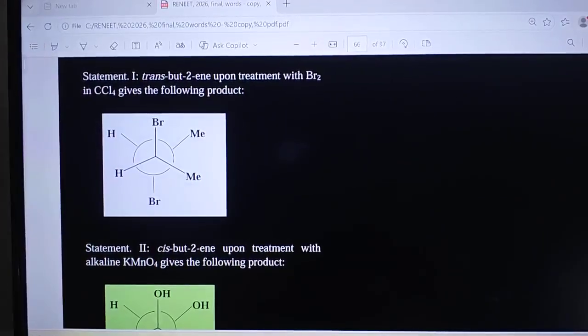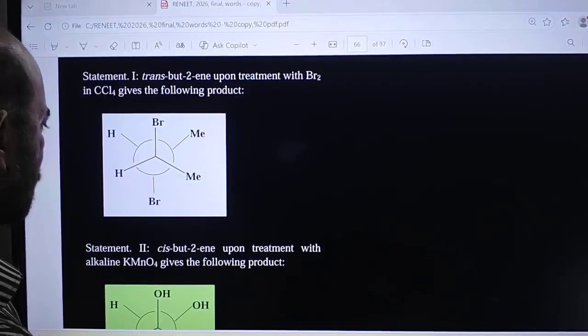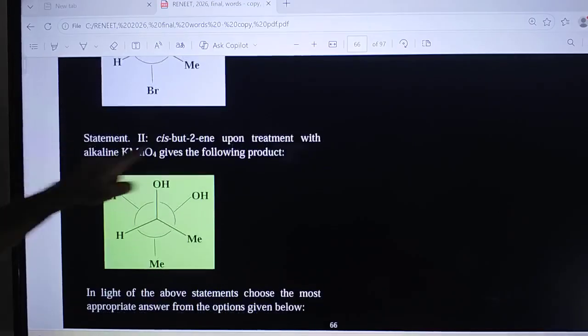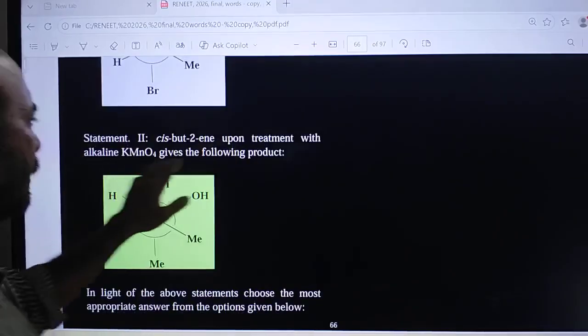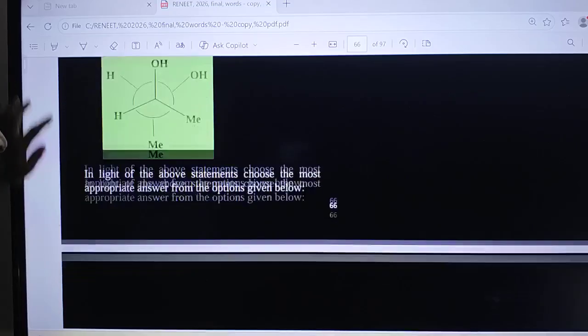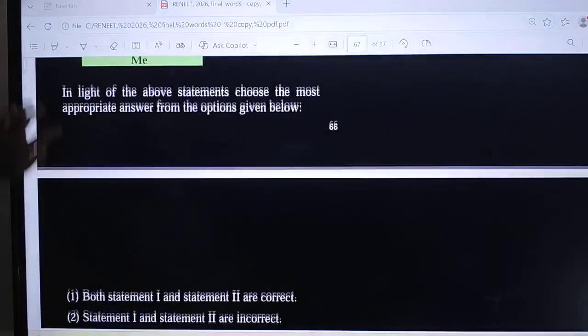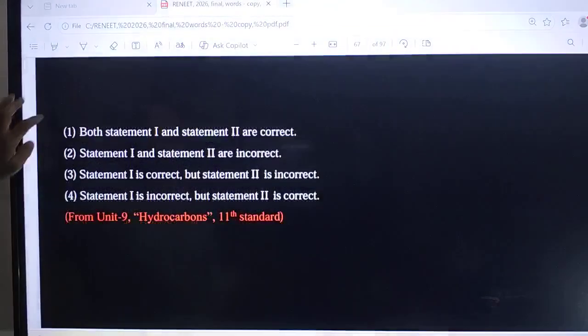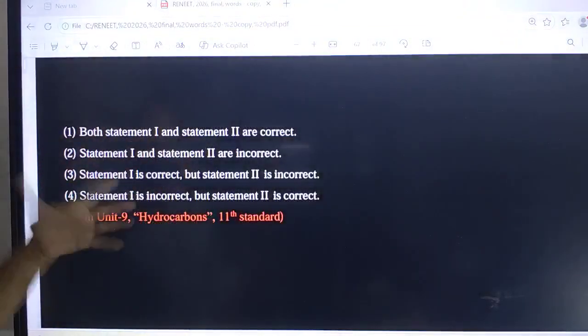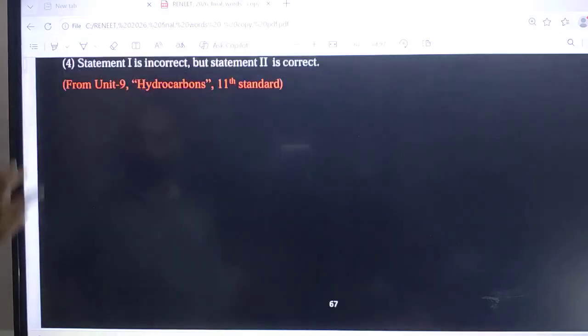Statement 1: Trans but-2-ene upon treatment with bromine in CCl4 gives the following product. A structure is given, it is a Newman projection formula. Statement 2: Cis but-2-ene upon treatment with alkaline KMnO4 gives the following product, another Newman projection formula. In the light of the above statements, choose the most appropriate answer: both statements correct, both incorrect, statement 1 alone correct, statement 2 alone correct. We will check that.